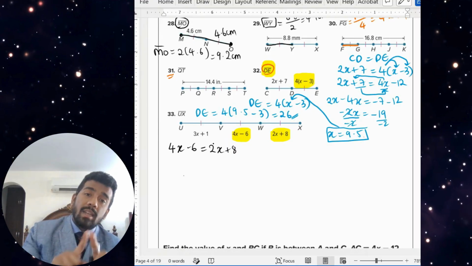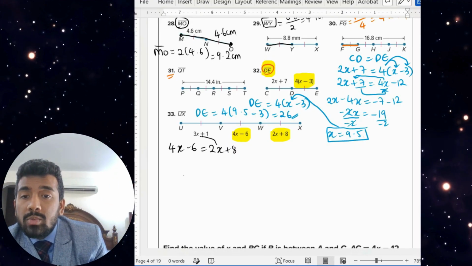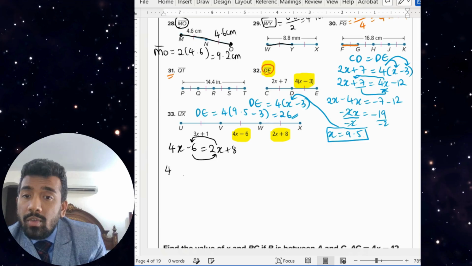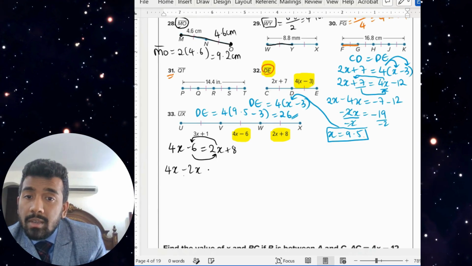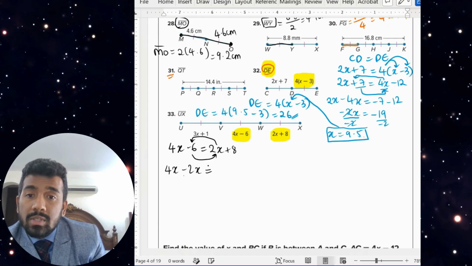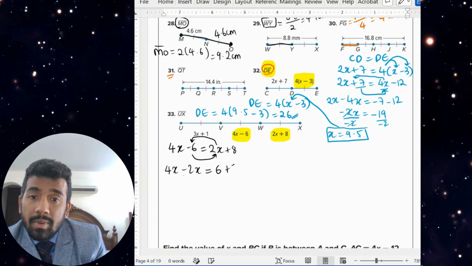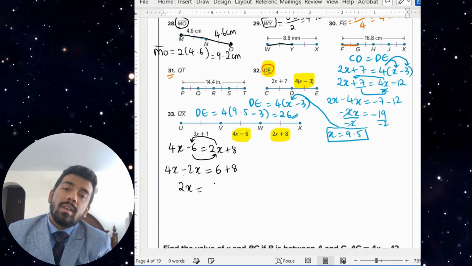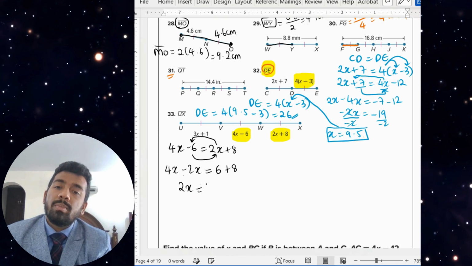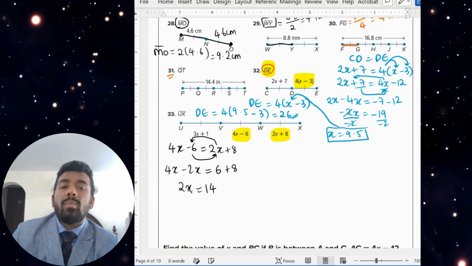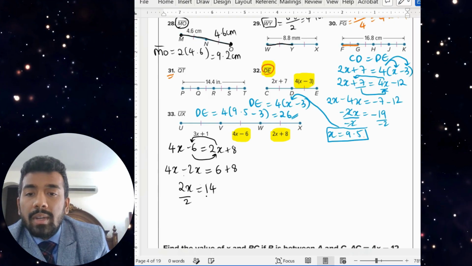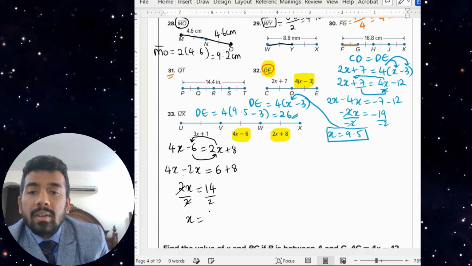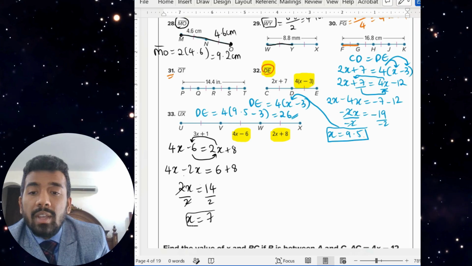Solve this. How do you solve? X with x, number with number. So 2x will go here and minus 6 will come here. So what do you have? 4x minus 2x equal, minus 6 goes there, it becomes plus 6 plus 8. What is 4x minus 2x? 2x, and 6 plus 8, that's 14. Then what we do? Divide by 2. We cancel, we cancel. What do you get? X is what? 7.